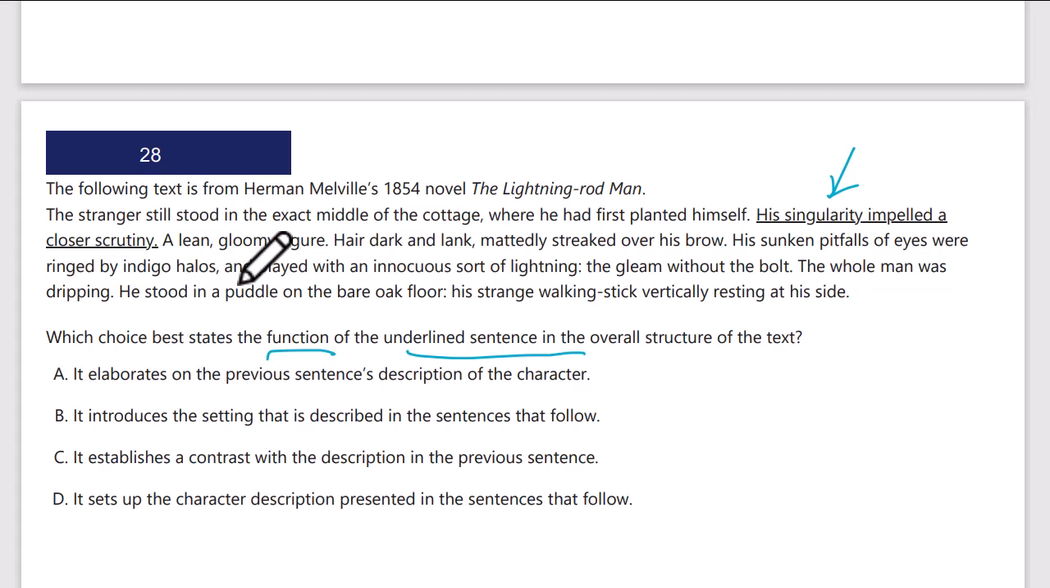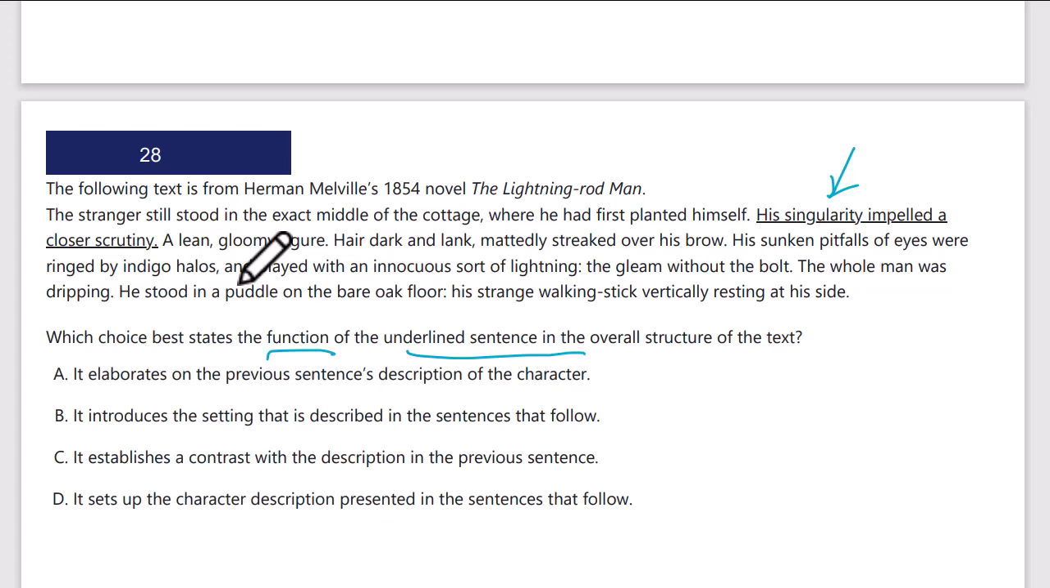A lean, gloomy figure, hair dark and lank, mattedly streaked over his brow. His sunken pitfalls of eyes were ringed by indigo halos and played with innocuous sort of lightning. The gleam without the bolt, the whole man was dripping. He stood in a puddle of the bare oak floor, his strange walking stick vertically resting at his side. So the underlined section is identifying or pointing out that there's something really unique about this guy worth looking at, and then it goes on to describe him.